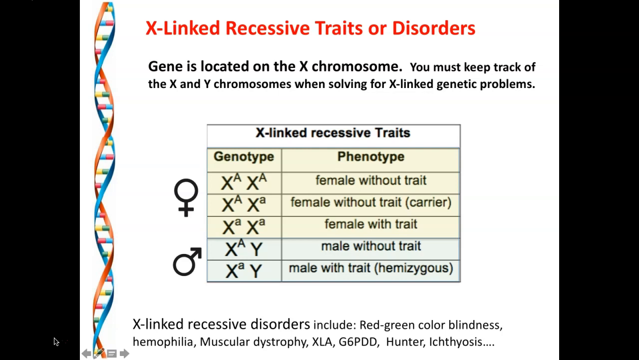So for females, because there's two X chromosomes, you can have either homozygous dominant, heterozygous, or homozygous recessive for any specific gene. But for males, they only have one X chromosome, and so it will either be dominant or recessive, and they don't have a heterozygous condition.